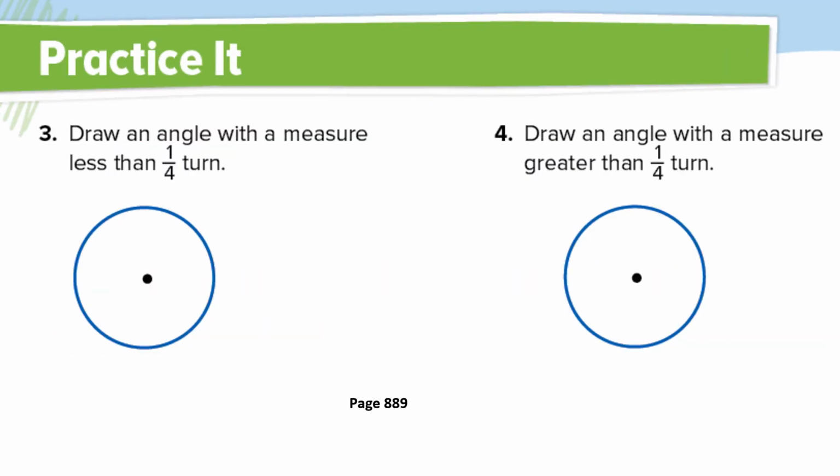Now, would you turn to page 889? Again, this is going to be like previous videos where I will show you the problems, you will do them in your book, stop the video, and then when you continue, you can check your video. So the first one needs to be less than 1/4, and the second one needs to be greater than 1/4. Stop the video and do that in your book.